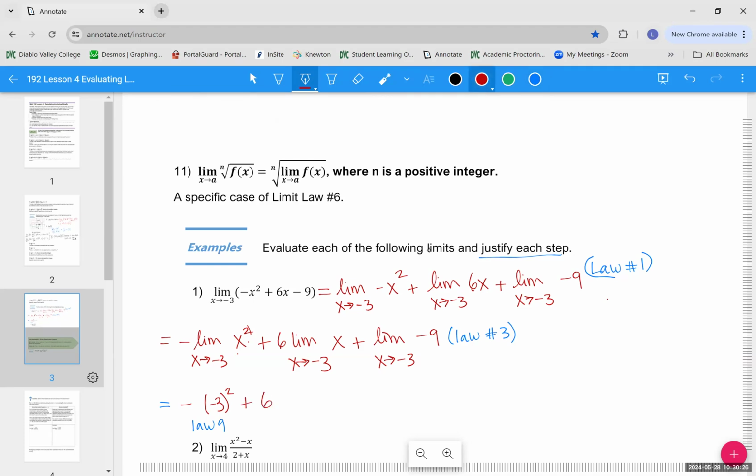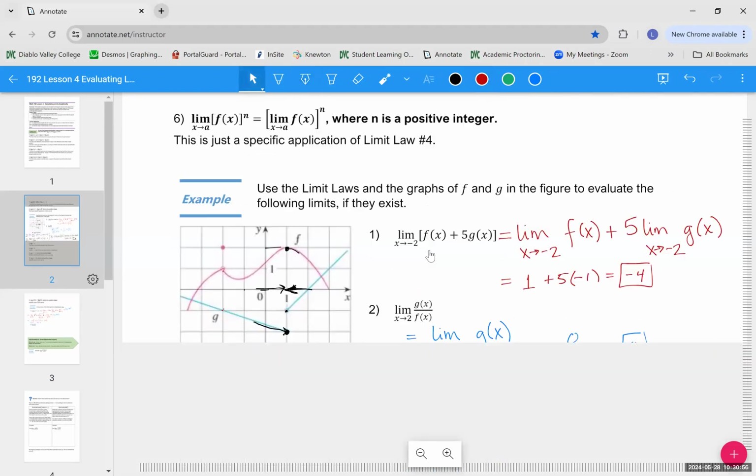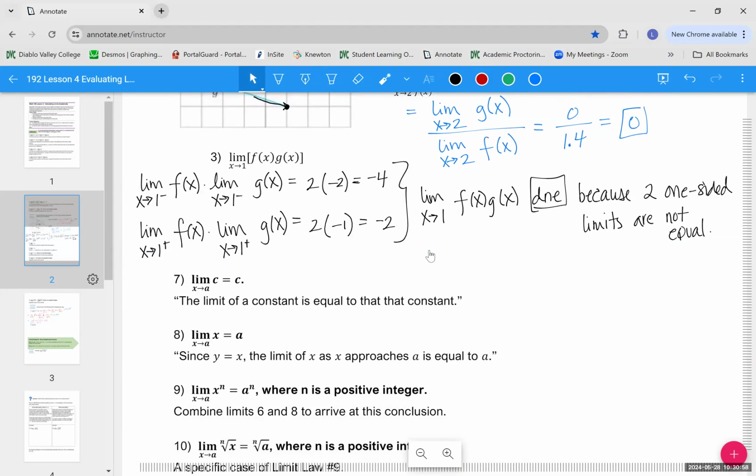Move into the next term. Right before law 9 was law 8 that said the limit as x approaches a of x is just a. So we will substitute for this thing here just the -3, and that was law 8. You can go back and double check that for me. And then the last one, the limit of a constant is just that constant. And that was which one? Number 7.